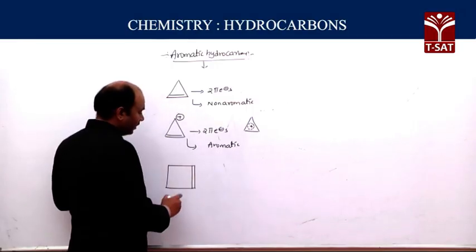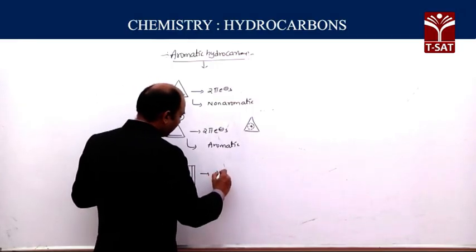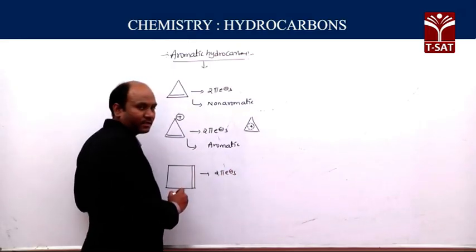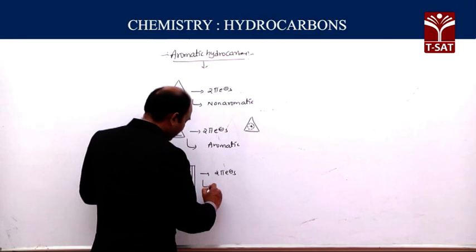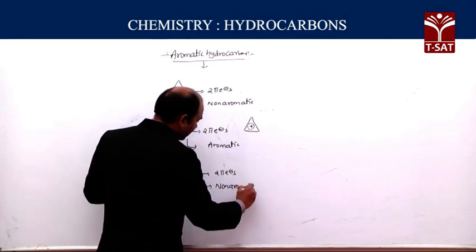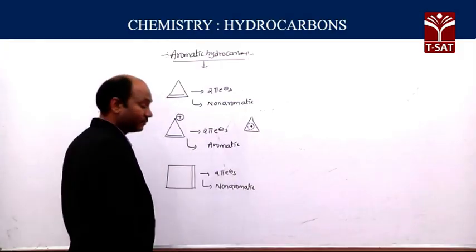Next, cyclobutene. In this one, it has only 2 pi electrons, that is, a conjugated system is absent. Therefore, this is a non-aromatic compound.